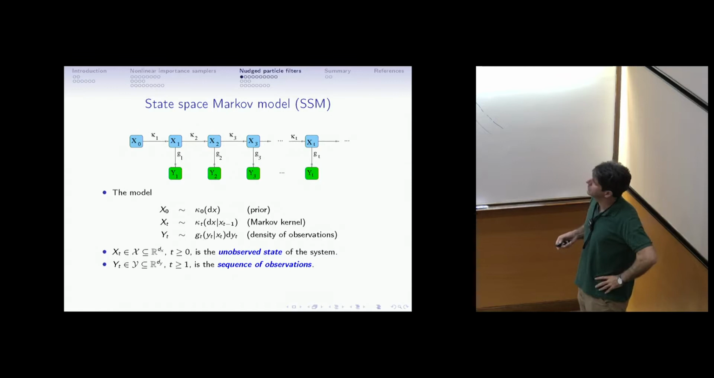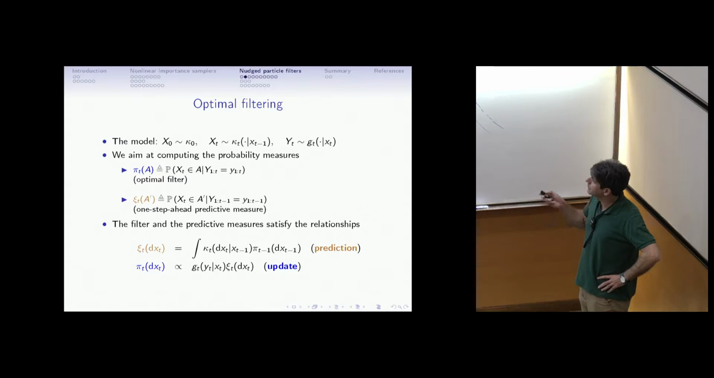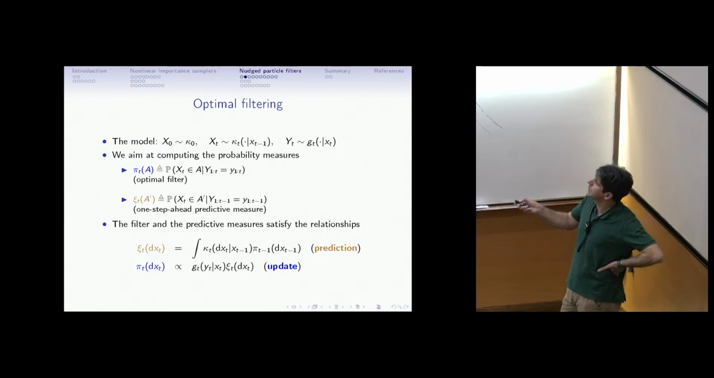In a filtering problem, the goal is to approximate the sequence of posterior distributions. Actually, we normally have two sequences that we may want to approximate. One is the sequence of optimal filters. I'm using pi t for this one. It's the posterior distribution of the state given the observations up to time t, and we are often interested as well in the predictive measure, so the posterior distribution of the state xt conditional on the observations up to time t minus 1.